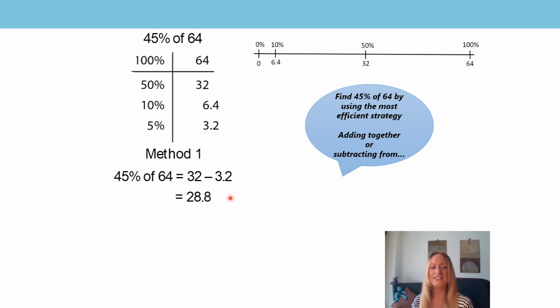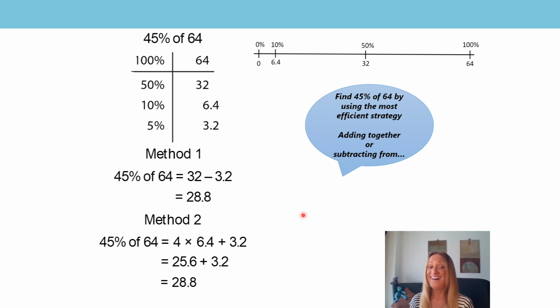Did anybody do it differently? So we subtracted from there, didn't we? And we said we can use an efficient strategy, adding together or subtracting from. So we subtracted from 50%. Is there another way we could do it? We could perhaps, did anybody do this? So they've said 4 lots of 6.4. What's 6.4? 6.4 is 10%. So why would we need 4 lots of those? To make 40%.